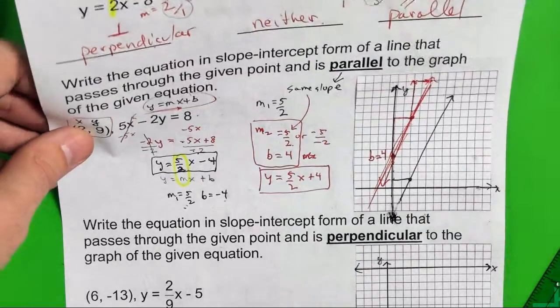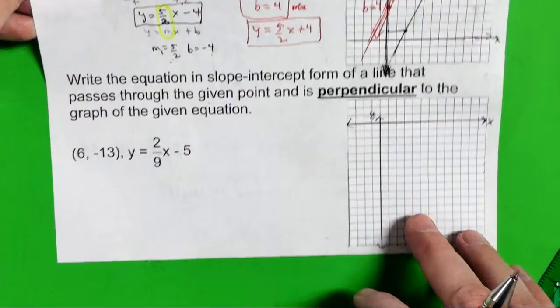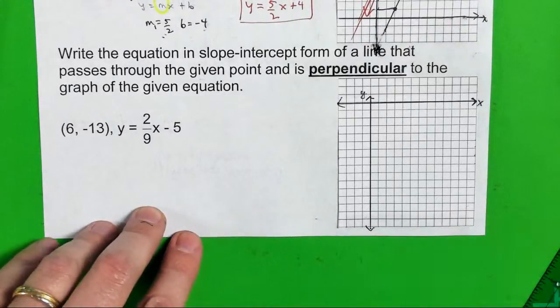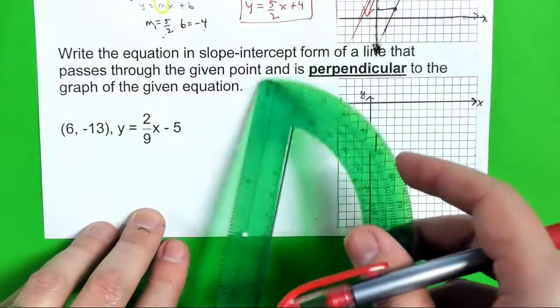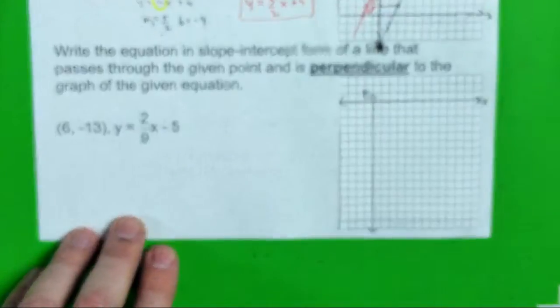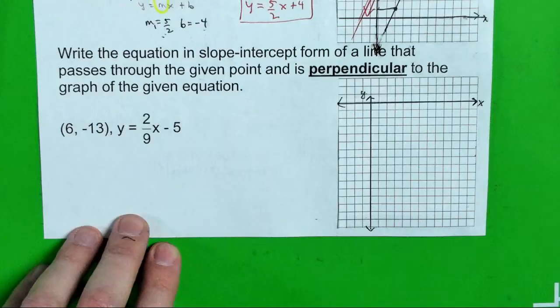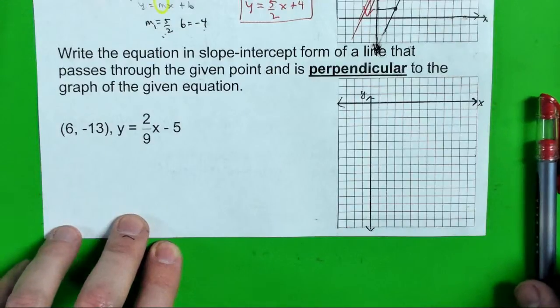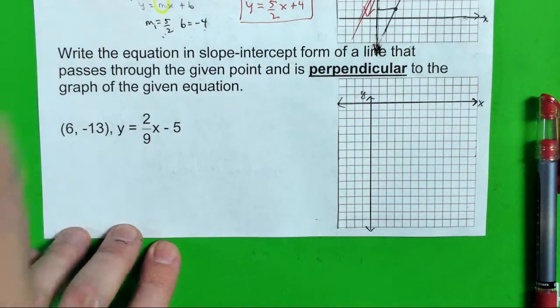Okay, let's do the same thing for the perpendicular one. The one below it is perpendicular. So can you read it for us, please? X, can you read it for us? The last question. Write the equation in slope intercept form of a line that passes through the given point and is perpendicular to the graph of the given equation.